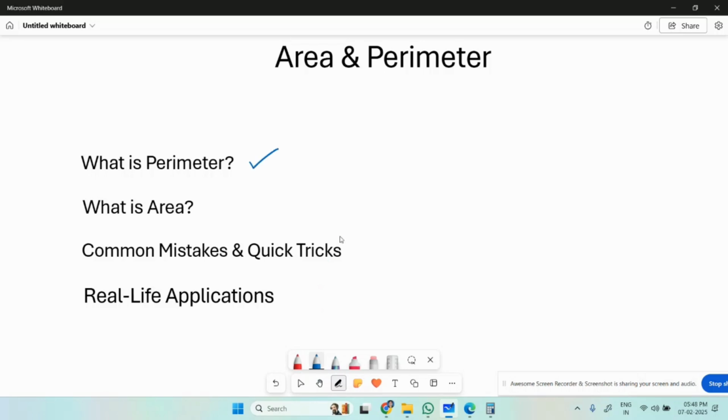First topic is what is perimeter. The next is what is area, and the common mistakes that children do most of the time, and simple tricks while solving area and perimeter, and where do we use area and perimeter in our real life applications. Okay, so let's start with what is perimeter.